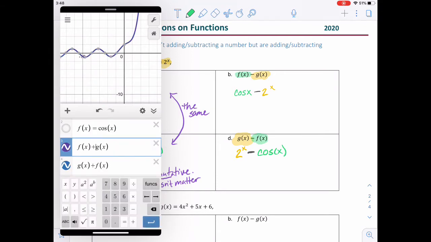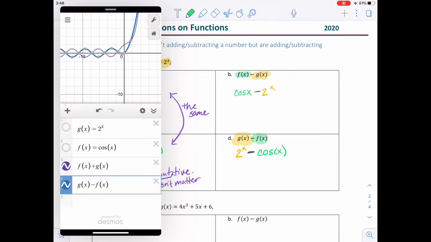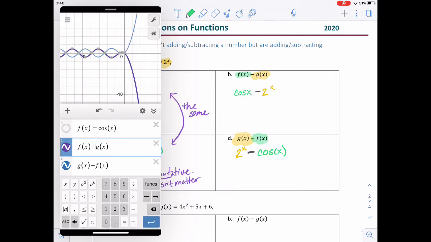And so when we put that in, let's look at this new one now. So we have g of x minus f of x, which looks like that. And if we look at our original, so our original looked like this. Are they the same? And they're not, right? But there's something sort of interesting happening. They're like reflections of each other or flips of each other.